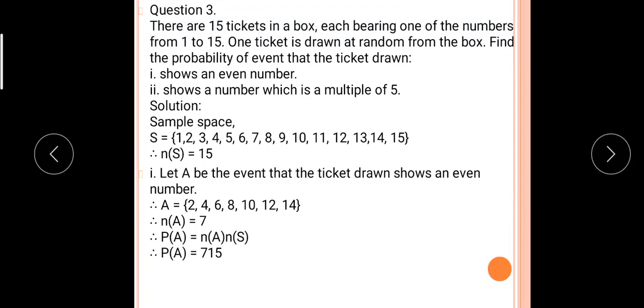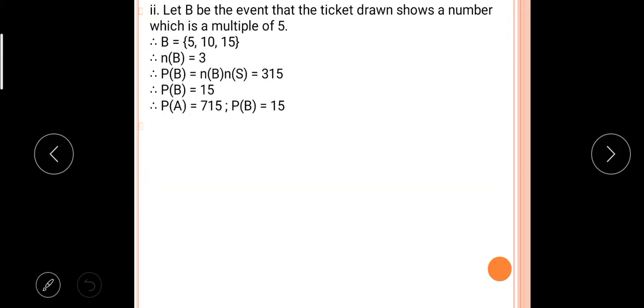If n of A is 7, then what is P of A? P of A is n of A upon n of S, and it is equal to 7 divided by 15. Next, let B be the event that the ticket drawn shows a number which is a multiple of 5. So B is equal to 5, 10, 15. So n of B is equal to 3. And therefore P of B is equal to n of B upon n of S. So it is 3 upon 15, and therefore it is 1 by 5.